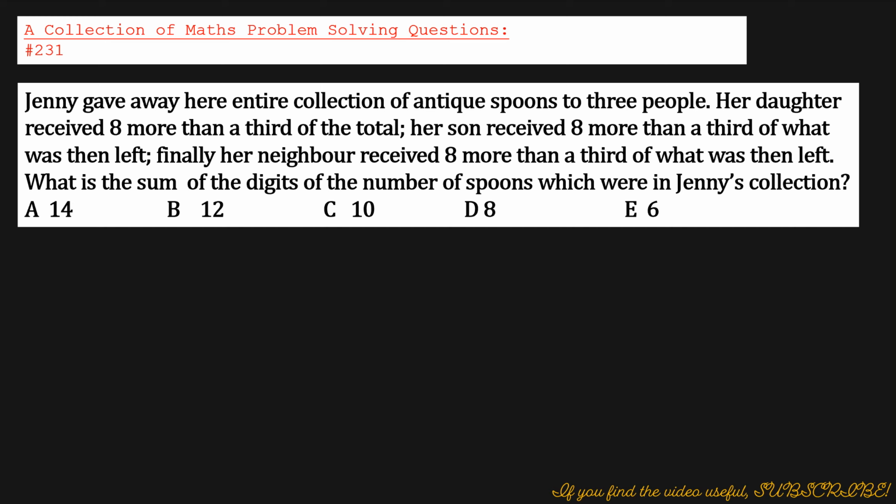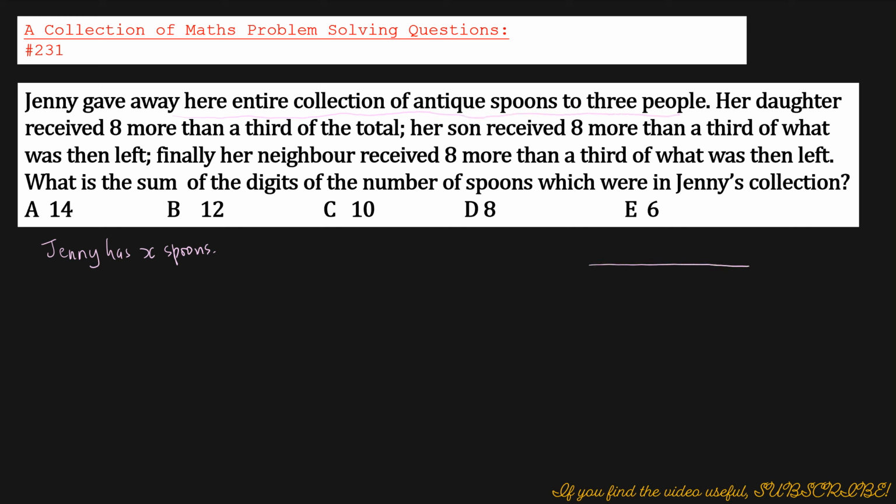So I thought it would be easier to work it out with X. If you feel any other method suits, then please do go ahead and do that. So we assume that Jenny has X spoons. And if Jenny has X spoons, the point to note here is that she gives away her entire collection to three people.